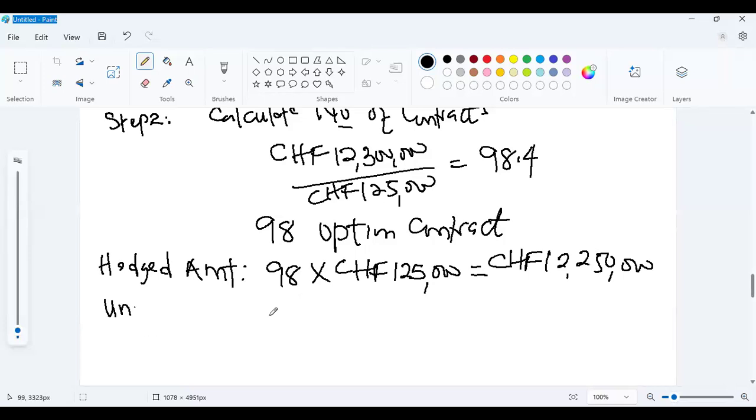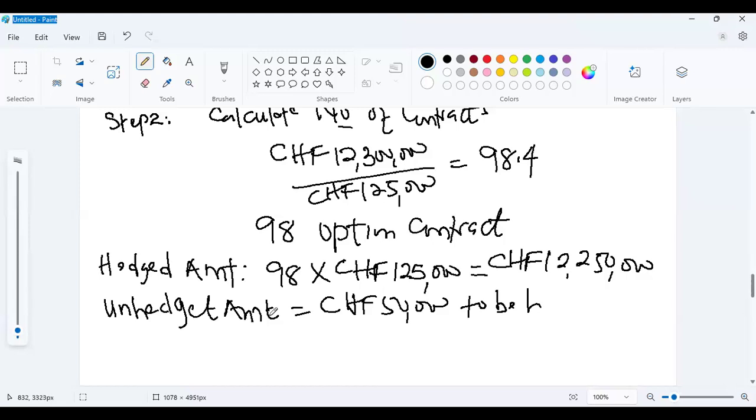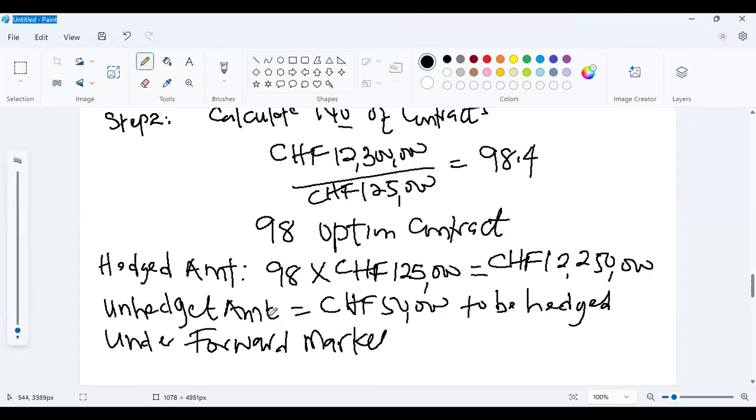On the unhedged amount, you state the fact also. The unhedged amount in CHF is 50,000, to be hedged under the forward market. I'm doing this to also explain it. Under forward markets. You have set your step 2.